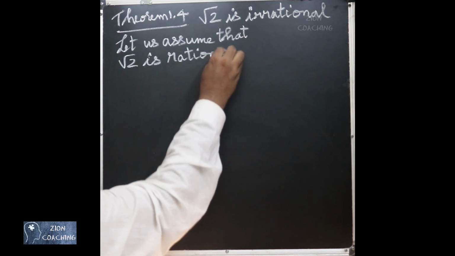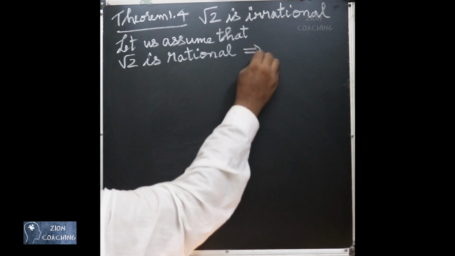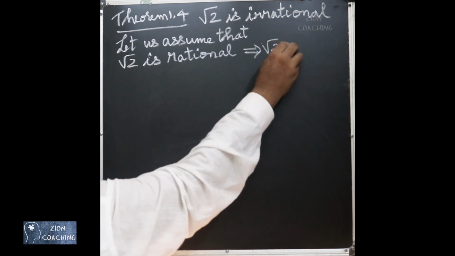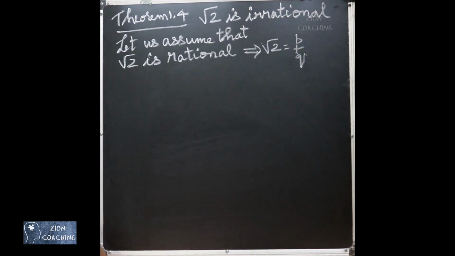If you assume root 2 is rational, then you know that all rational numbers can be written in the form p by q. So root 2 also can be written in the form p by q. You just consider that root 2 is equal to some p by q. Now this p and q may have common factors. When you prime factorize p and when you prime factorize q, you may or may not, I am not telling it is always, but there are chances for p and q to have common factors.